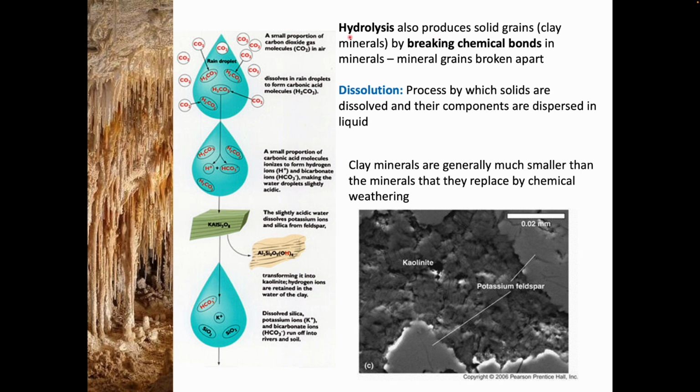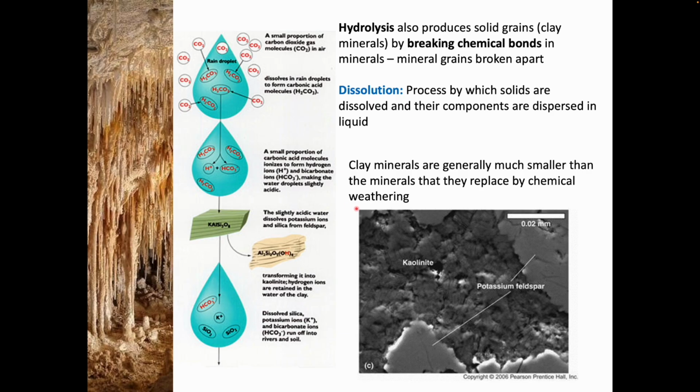Hydrolysis, in addition to producing chemical sediments, also produces solid grains, clay minerals. Hydrolysis is the process of water or carbon dioxide or acid breaking apart chemical bonds in minerals. So this physically breaks apart your mineral grains. As that occurs, you get dissolution, which is our new featured word for this lecture, and it is the process by which solids are dissolved and their components are dispersed in liquid. Clay minerals tend to be much smaller than the minerals they are replacing because of chemical weathering. You're taking a big solid mineral grain and breaking it apart into smaller mineral grains.